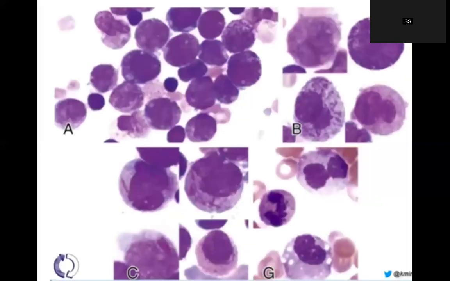Here we can see the large blasts with Auer rods also present. I mean, large blast cells of promyelocytes, and in the cytoplasm we can see more granules, a hypergranular appearance. In the C picture we can see more Auer rods. In the first picture we can see one Auer rod, then we can see bundles of Auer rods with slender tapered ends, and G is showing vacuolization in the cytoplasm with the neutrophilic precursors.